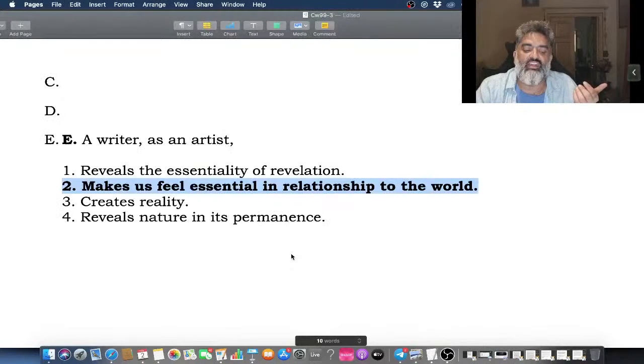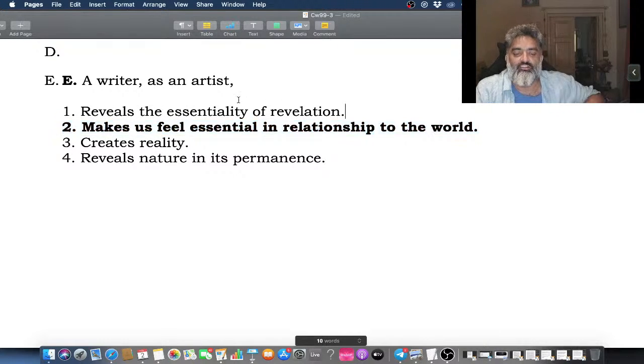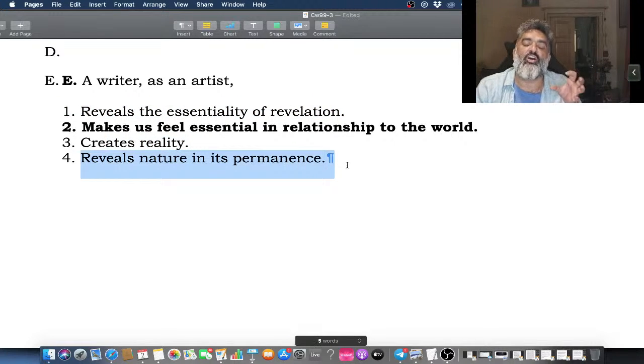And you will find later with enough investigation, look at the choices: reveals the essentiality of revelation. What? It creates reality, reveals nature in its permanence. So all the options have a couple of words from the passage from here and there, and if your understanding is foggy, you will say, yeah, bro, the choices were very close, bro, but they're not.